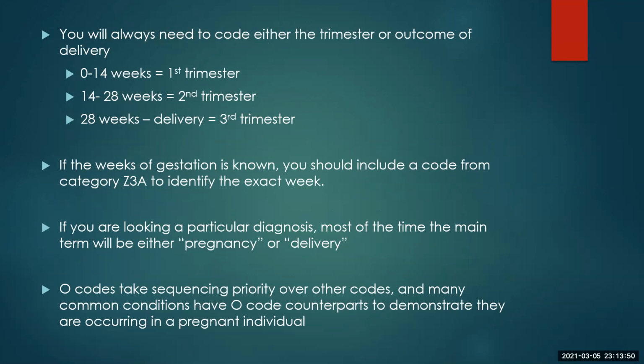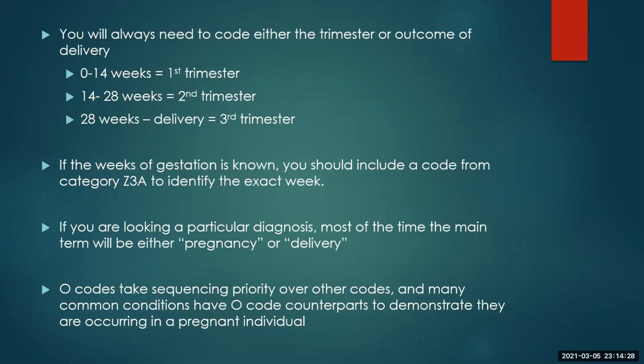Regardless of what condition you're coding in the O codes, you're always going to need to code the trimester or the outcome of the delivery. So make sure you're familiar with the weeks of trimesters, and remember that where it will say up to 14 weeks, if it says 14 weeks, we're in the second trimester. If it's anything up to 14 weeks, 13 weeks and 6 days, that's still in that first trimester. But as soon as it says 14 weeks, you bump up, and the same with the third trimester. So keep that in mind.